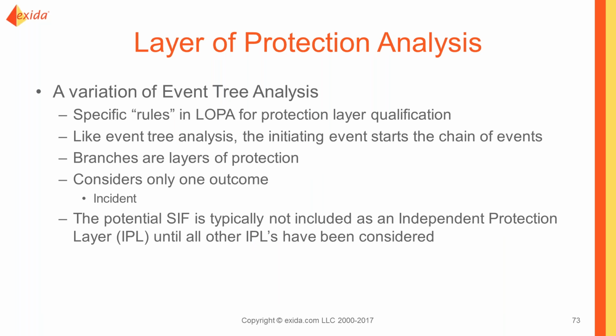If we look at just building a layer of protection, it's a variation of an event tree, and there are specific rules we use. Like an event tree, the initiating event starts everything going. We take a branch any place we have a layer of protection, and we're trying to solve the frequency for one outcome, and that's failure, or that an incident does occur. To the question asked earlier, typically the potential SIF isn't included because we're trying to calculate that reliability.